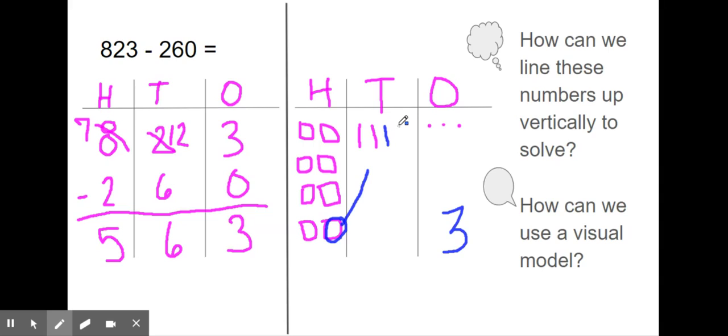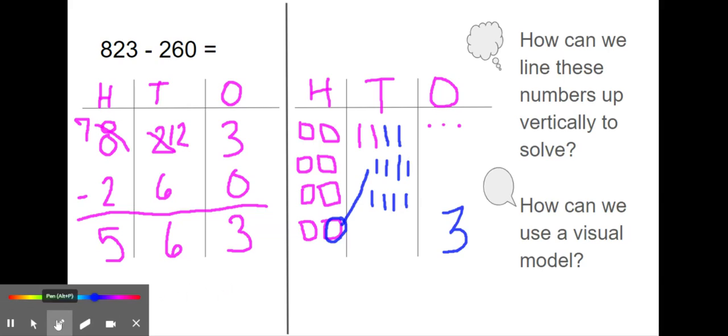1, 2, 3, 4, 5, 6, 7, 8, 9, 10. Okay, so now I can take away my 6 tens. So here's 4 tens I'll take away, 2 more here. Let's see how many tens I have left. 1, 2, 3, 4, 5, 6.